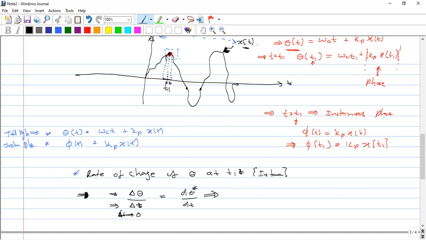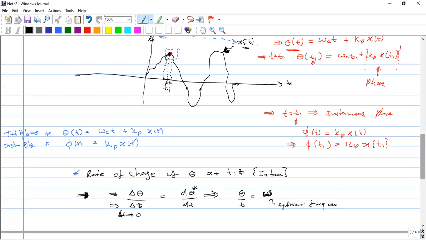So theta is varying according to time, okay? Some theta is changing over some time. So what is this? It is the velocity. It is the angular velocity, omega, okay? So this is angular velocity, and we can say that this is angular frequency also. Angular frequency or angular velocity.